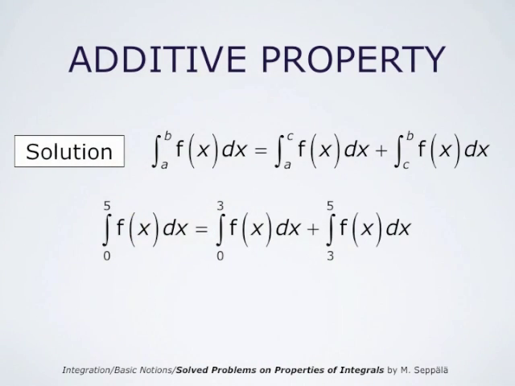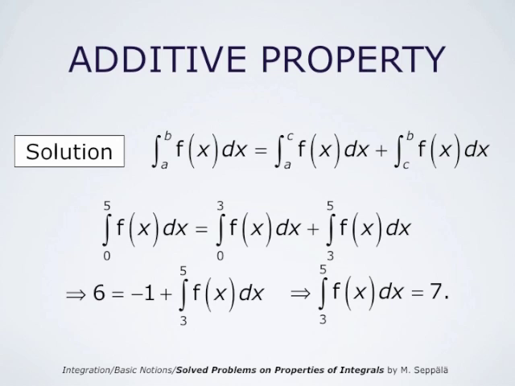Therefore, the integral from 0 to 5 of f of x dx equals the integral from 0 to 3 plus the integral from 3 to 5 of the same function. We know what the integral from 0 to 5 is, and we also know the integral from 0 to 3. We plug those values in that were given to us in the problem. We get the equation 6 equals negative 1 plus the integral from 3 to 5 of f of x dx, from which we solve for the integral from 3 to 5, and we get that the value of that integral is 7.